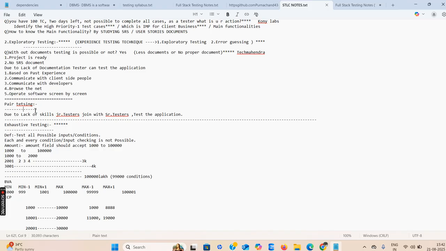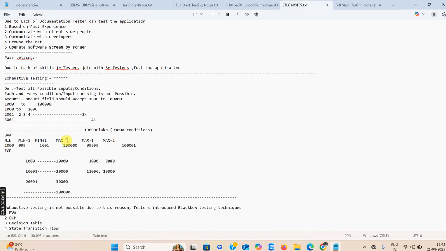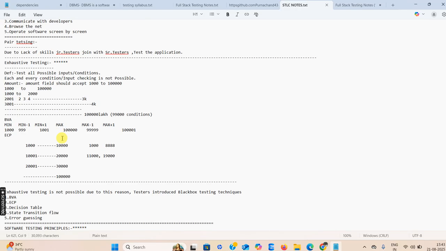Exhaustive testing means testing all possible input conditions, checking whether each and every condition and input is working or not. Checking all of that is not possible. Exhaustive testing is not possible because of the black box testing techniques: boundary value analysis, equivalence class partition, state transition flow, decision table, and error guessing. It is not possible for this reason.